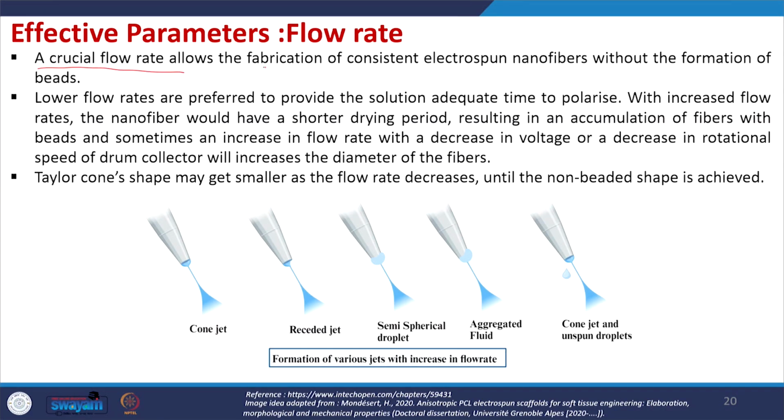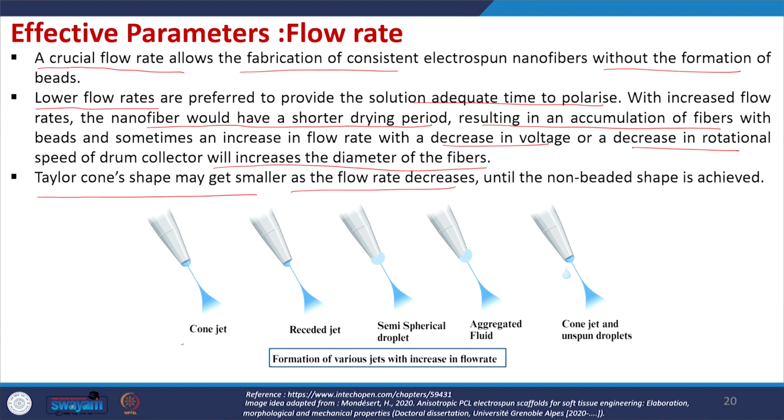The next important parameter is flow rate. A crucial flow rate allows the fabrication of consistent electrospun nanofibers without the formation of beads. Lower flow rates are preferred to provide the solution adequate time to polarize. With increased flow rates, the nanofiber would have a shorter drying period, resulting in an accumulation of fibers with beads, and sometimes an increase in flow rate with a decrease in voltage or decrease in rotational speed for the drum collector will increase the diameter of the fibers, and the Taylor cone shape may get smaller when the flow rate decreases.